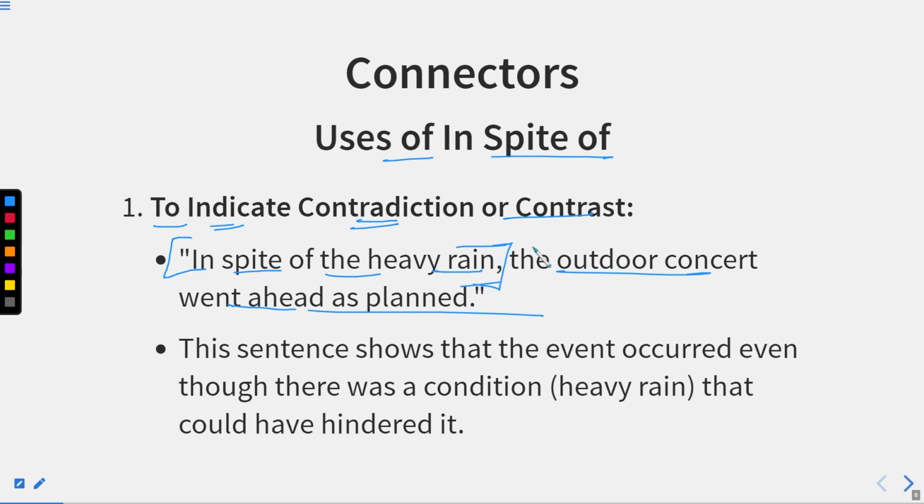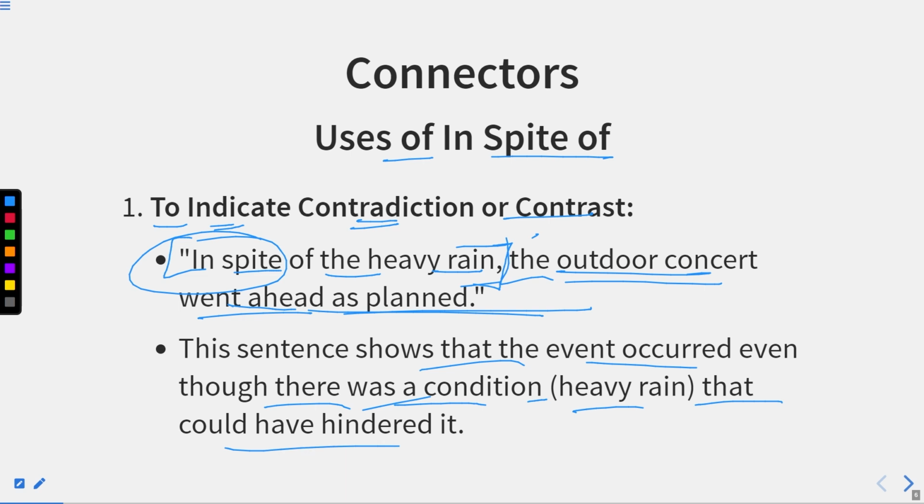It did not create any obstacle for the concert. The outdoor concert went ahead as planned, so it was not disturbed due to rain. Here we have used the phrase "in spite of" to show this hindrance, but also to show that it was not affected by the hindrance or the obstacle. This sentence shows that the event occurred even though there was a condition, that is heavy rain, that could have hindered it.